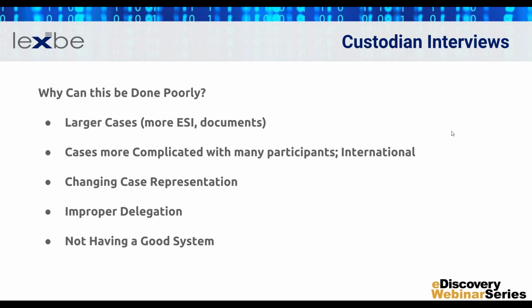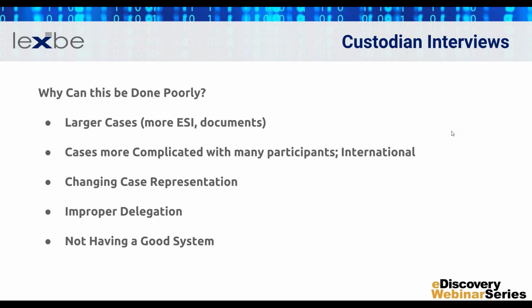If there's ever a change in case representation, this can be an issue too, that some of this can just fall between the cracks if it happens early in the case, or it may have been done improperly with the prior counsel, and the subsequent counsel has to go back and try to backfill and handle things that could have been done earlier.